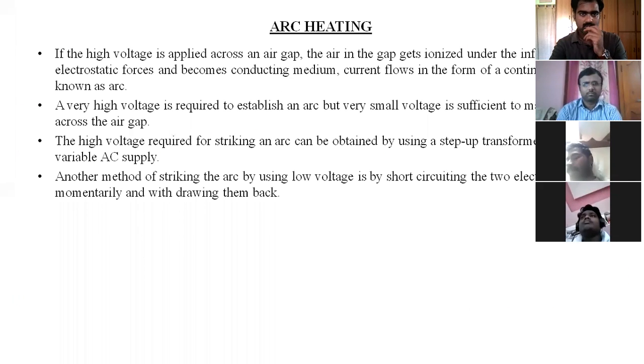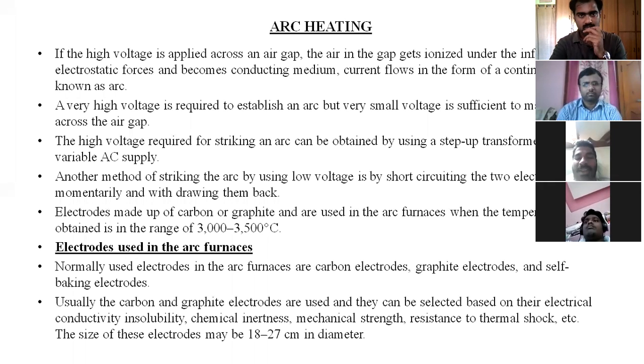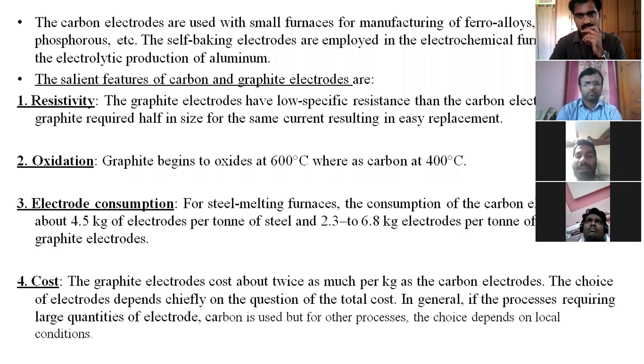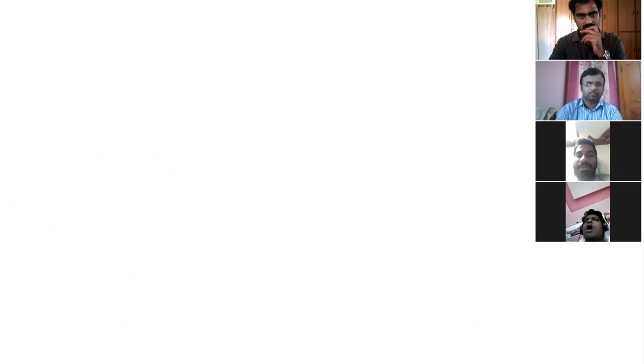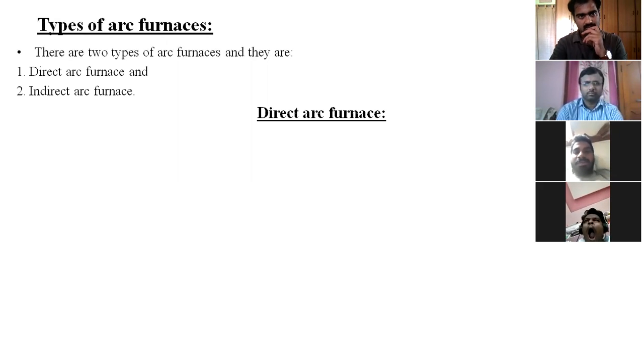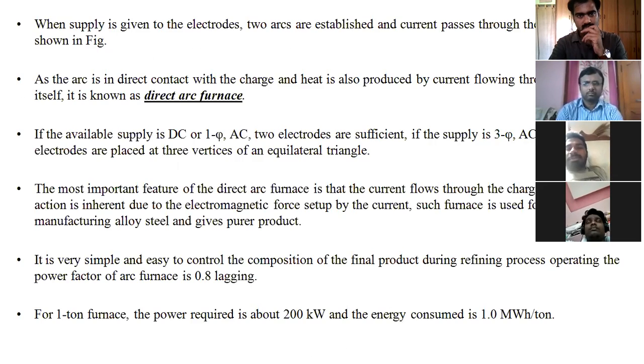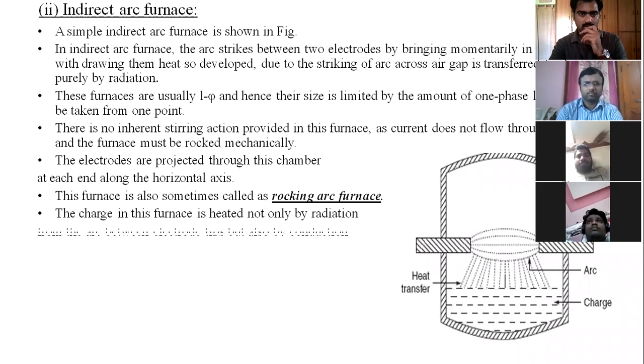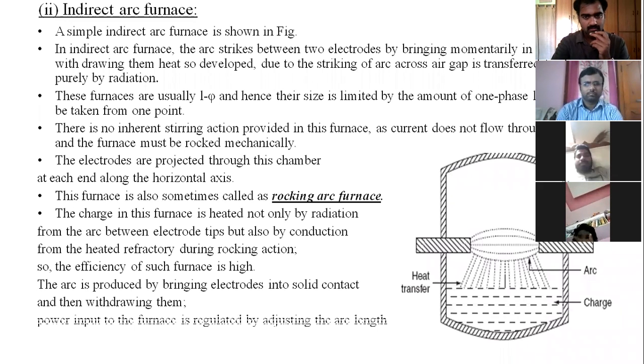So let's have our problems today. Yes, this is the arc heating. Yesterday we completed this topic. Arc heating has been classified into two types, that is direct arc heating and indirect arc heating. We have shown this with diagrams. Up to this, yesterday we have covered.